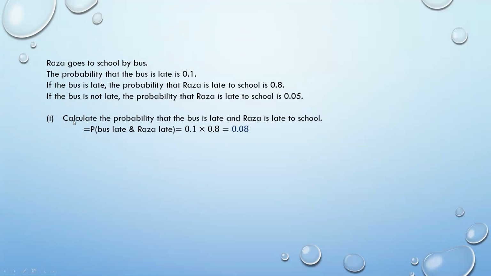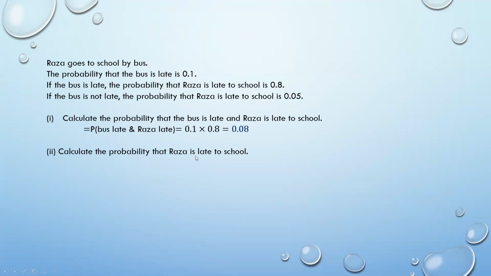Number one, calculate the probability that the bus is late and Raza is still late to school. That means you need to consider bus late, Raza also late. So late times late. Okay, so this is your answer.